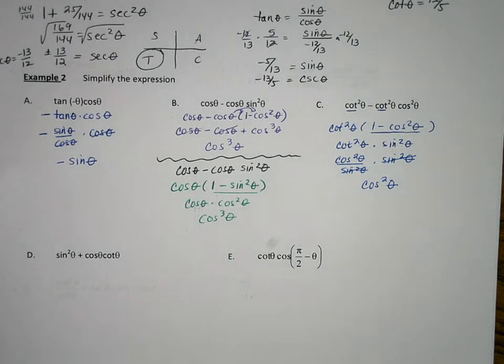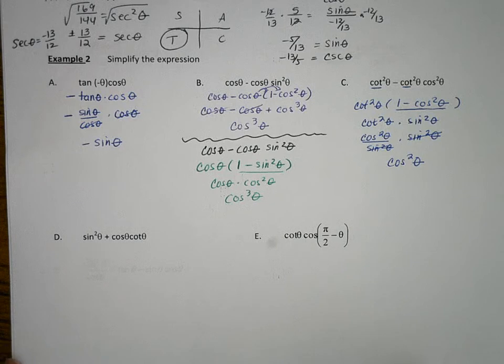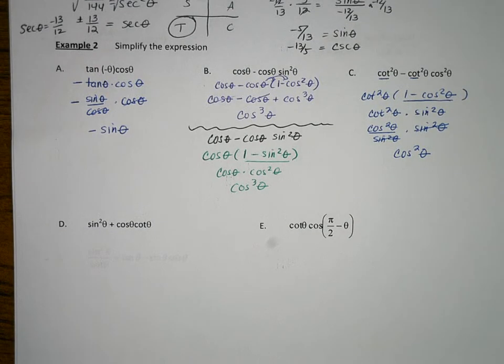And I know that because I'm down to a cosine squared, that's as low as it can go. Okay? All right, let's take a look at D. Let's take a look at D. Anybody got a thought in D?